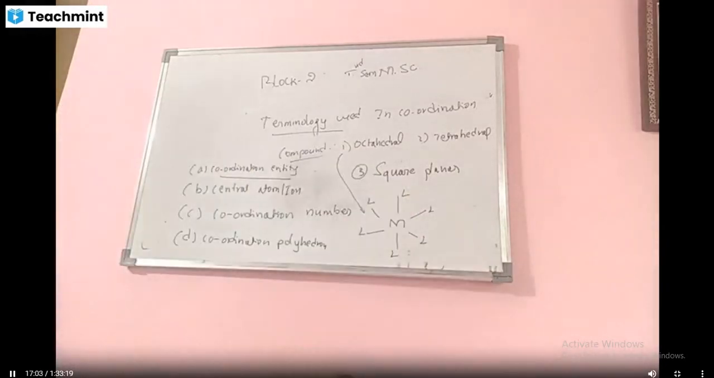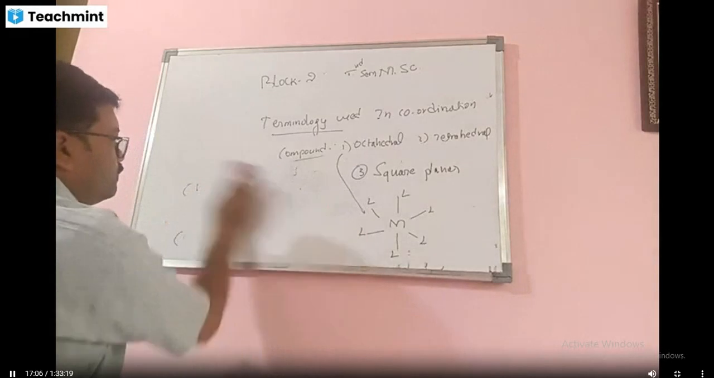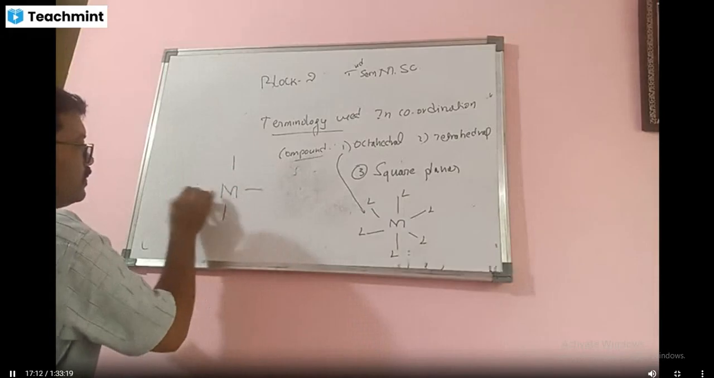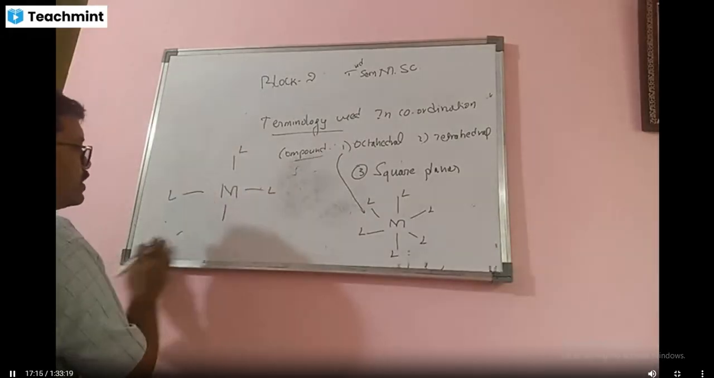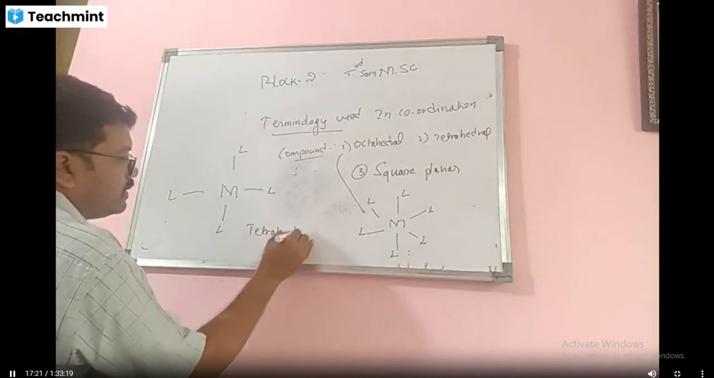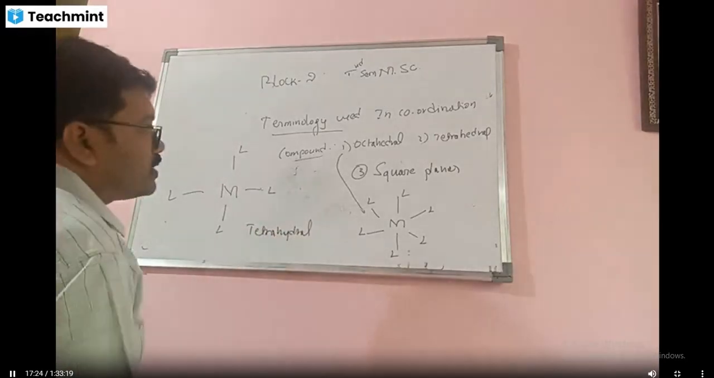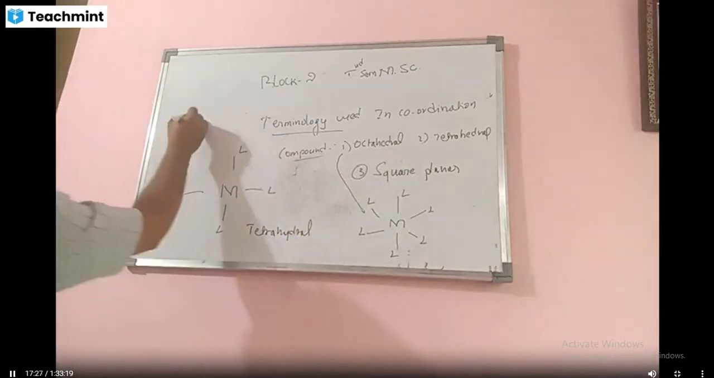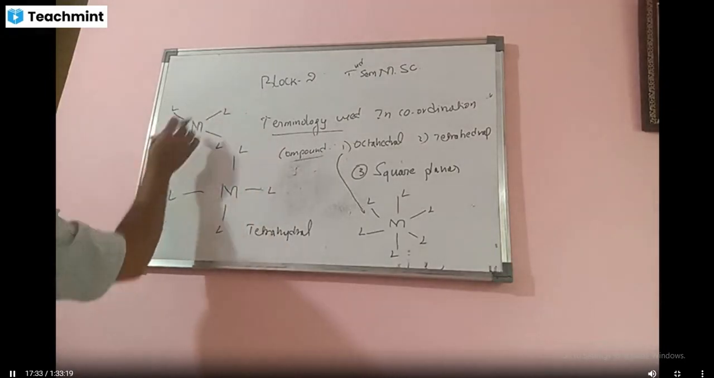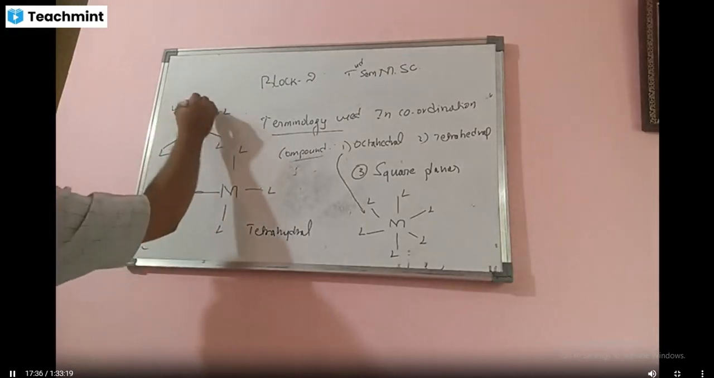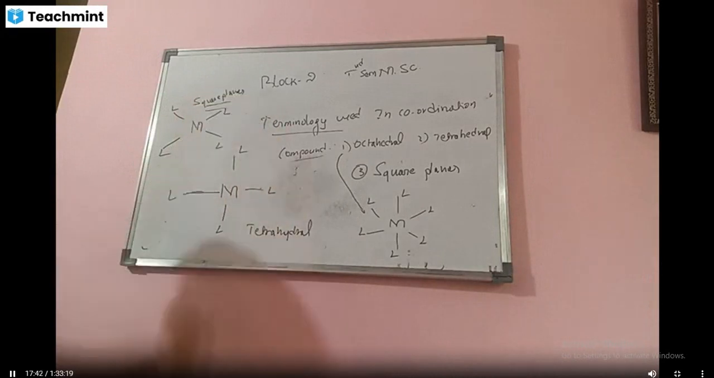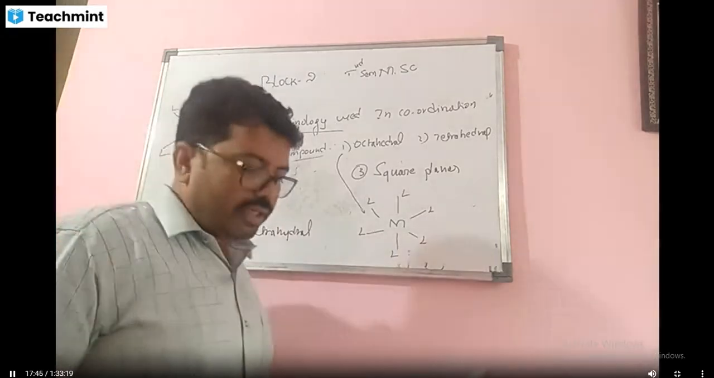If the metal is attached to 4 ligands, the shape is tetrahedral. What is square planar? In square planar, the 4 ligands sit at the corners of a plane. This is tetrahedral, and this is square planar. These 3 are very important polyhedra.